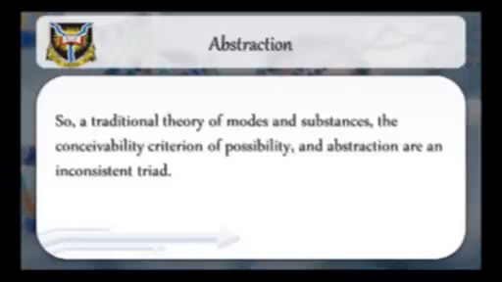The principle entails that impossible states of affairs are inconceivable. So, granting it is impossible for a mode to exist apart from a substance, it follows that it is impossible to conceive of a mode apart from a substance, that the second form of abstraction is impossible. And if the second falls, the third falls as well, since the third requires that alternative descriptions of an object pick out no differences in reality. So, a traditional theory of modes and substances, the conceivability criterion of possibility, and abstraction are an inconsistent triad.